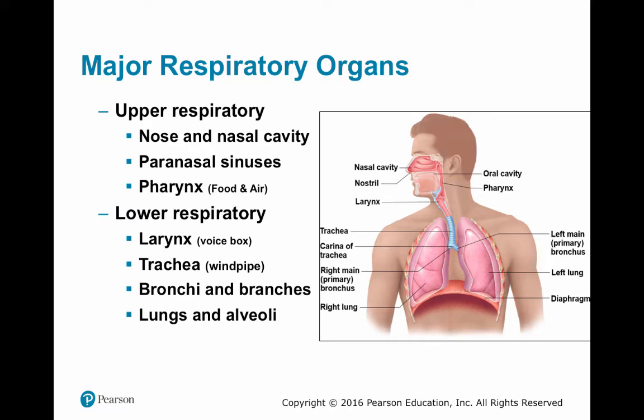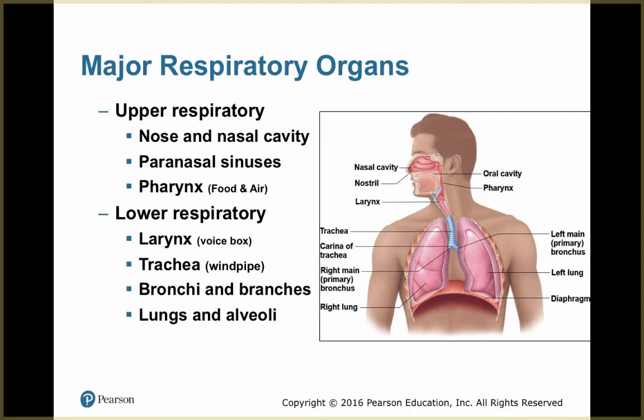Now, this is basically looking at the major respiratory organs here. You can see the upper respiratory organs have to do with the nose and nasal cavity up here, right? You can see the nostrils, the external nasal cavity, internal, and the oral cavity there as well. And then you have the pharynx here that allows food and air to go through. And then you have this line. So everything above that is going to be included in the upper respiratory, and anything below it is lower respiratory.